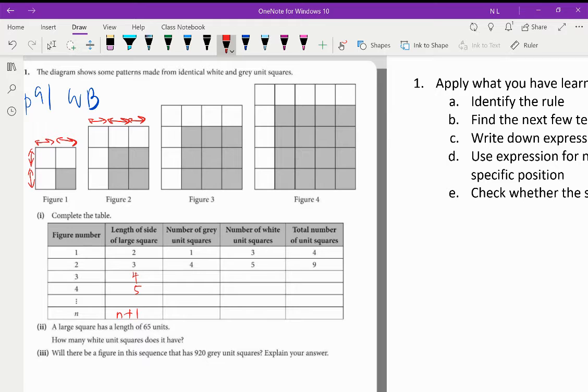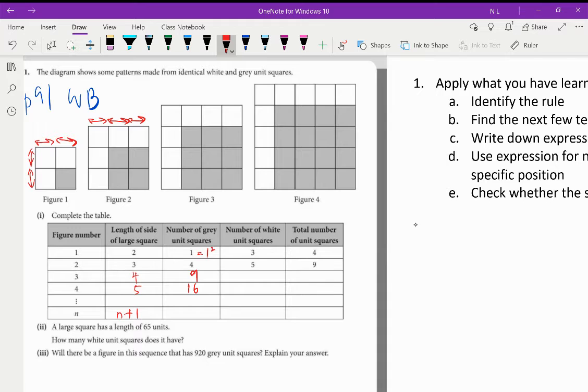Also for the number of gray unit squares, when it's figure number 1, the number of gray unit squares is 1. For figure number 2 it is 4. For figure number 3, it is 9. For figure number 4, it is 16. What do you notice about these numbers? Do they ring a bell from what we have gone through in the previous example? These numbers are called square numbers.